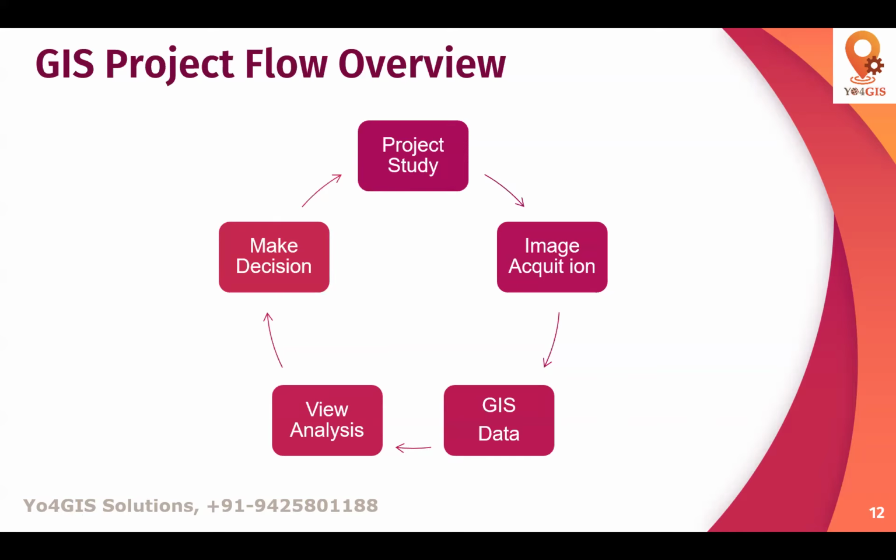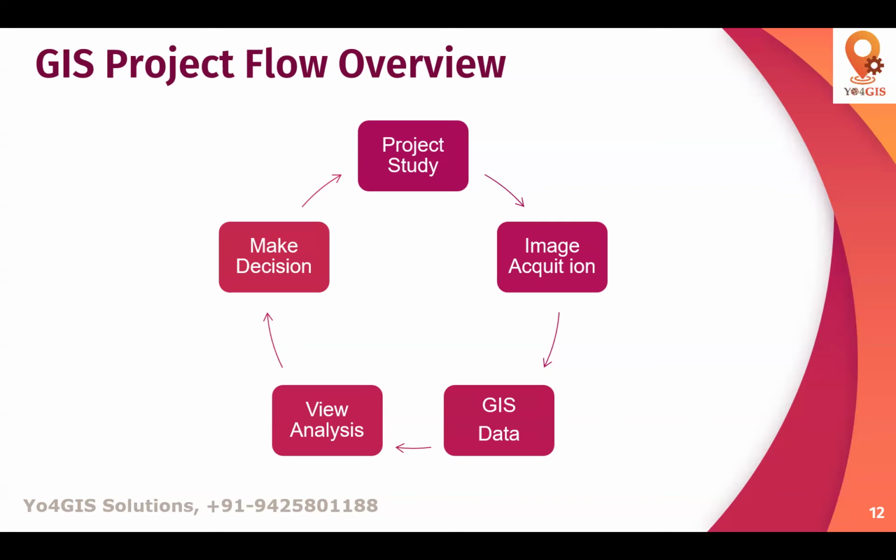For that area, we need to get the satellite image or drone image or any image data. Once we get the image data, we will convert this image data to GIS data. What is GIS data? How is it converted? All these things we will see in our course. Once we are done with the GIS data, after that we will come to the analysis part.